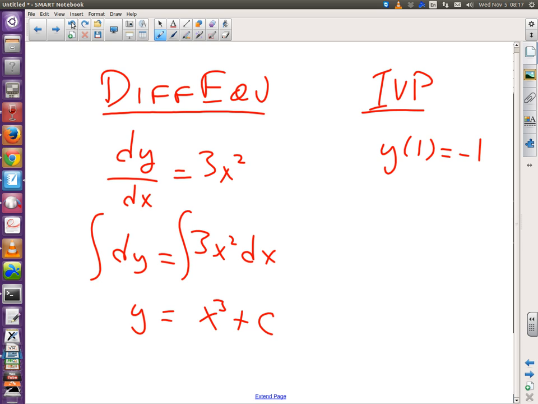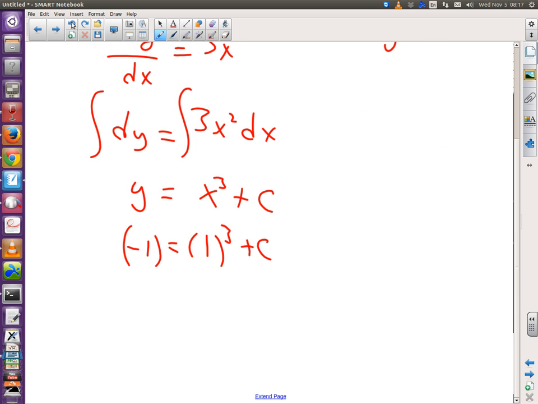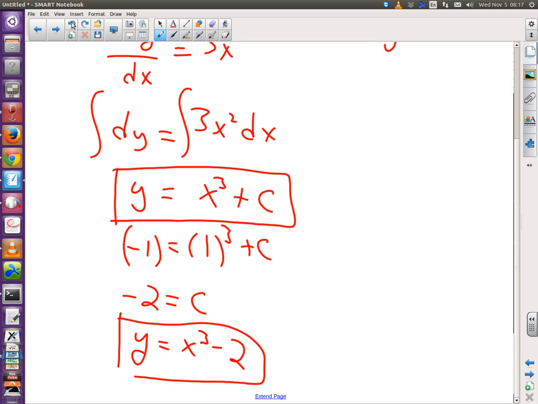Now, how do you resolve the plus c? You need values. Plug in. So y is -1 when x is 1. And you figure out that c is, well, 1 cubed is 1. Subtracted, you get -2. So the final answer: this is the general solution to our diffie-Q. This is the particular solution that goes through that point I gave you. So that's solving differential equations using antiderivatives.